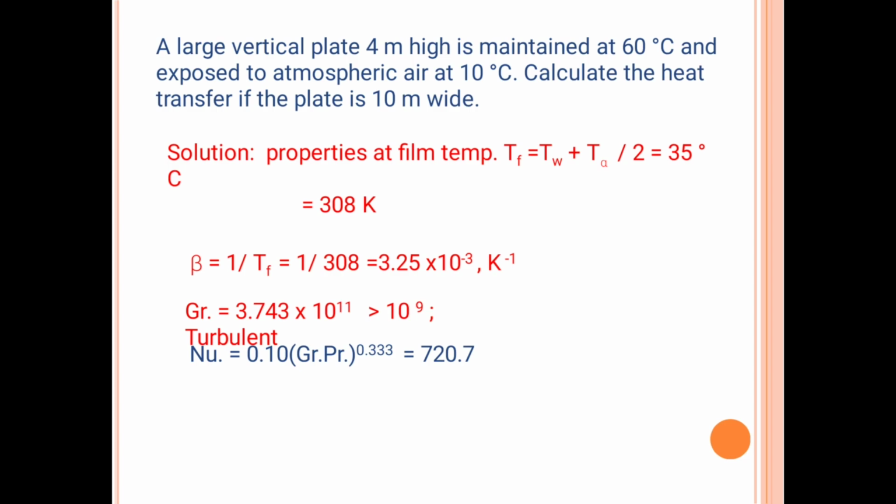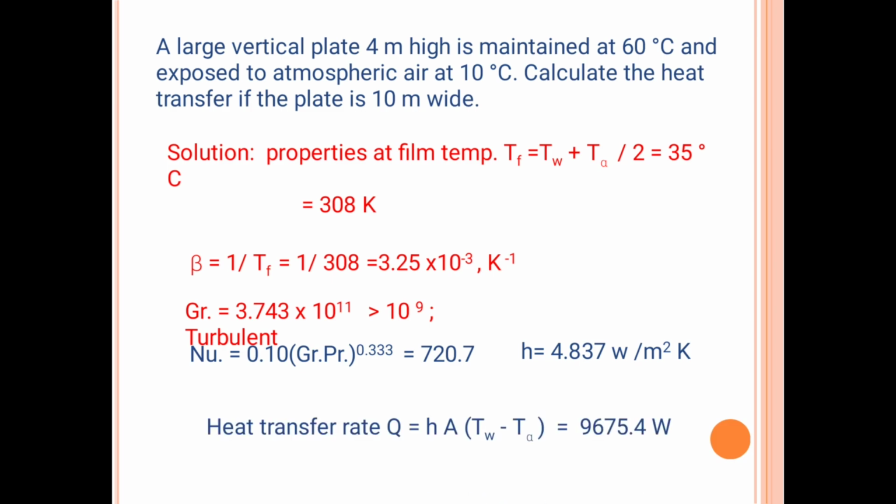The Nusselt number for turbulent flow is equal to 0.10 into Grashof number into Prandtl number, to the power 0.33. The value is 720.7. The heat transfer coefficient value will be 4.837 watts per meter square Kelvin. Heat transfer rate Q is equal to H into A into delta T. The value will be 9675.4 watts.